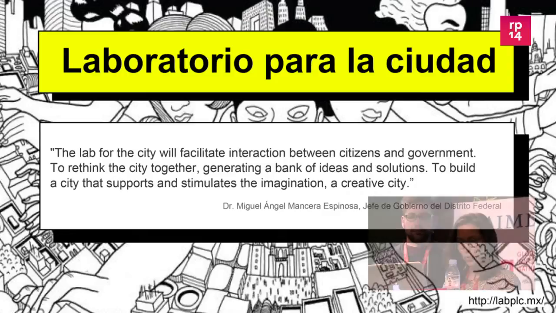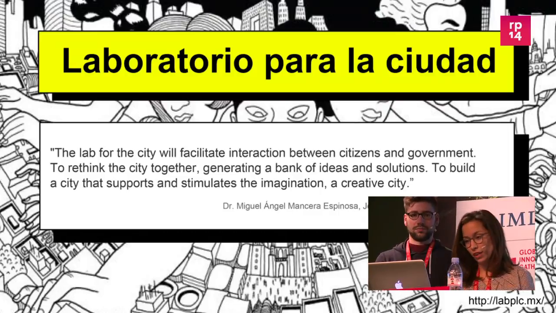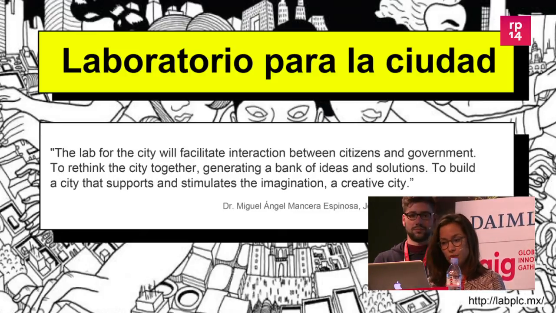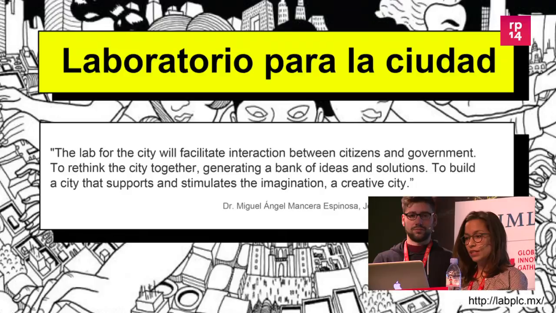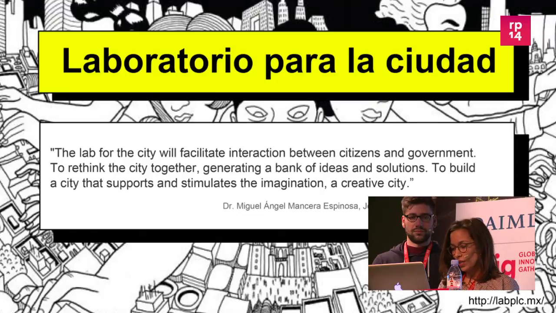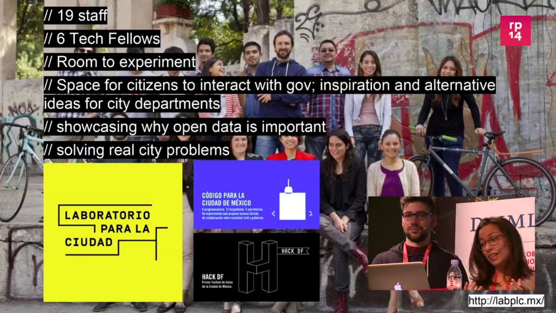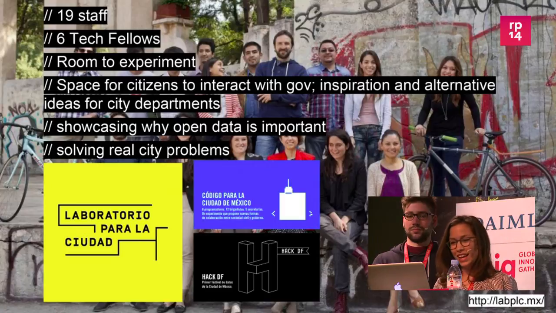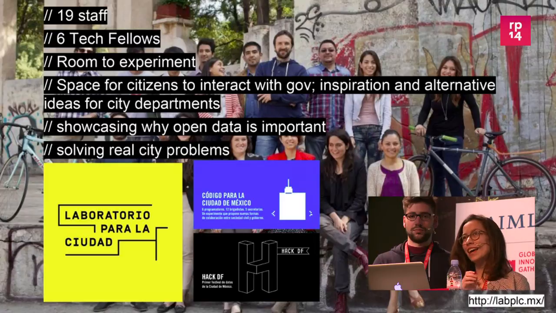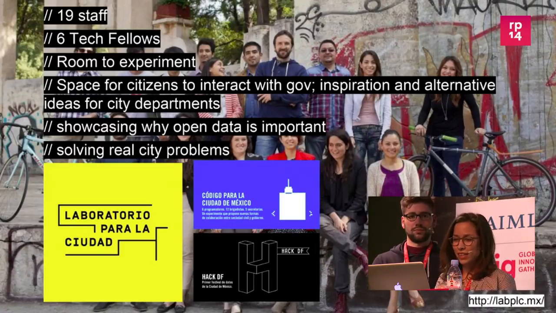And here's a quote of what the mayor says about the lab and its function. So the lab for the city will facilitate interaction between citizens and government to rethink the city together, generating a bank of ideas and solutions to build a city that supports and stimulates the imagination, a creative city. So what he did was he invited 19 people. The lab has 19 staff from various fields like artists, urban planners, technologists. They all have different backgrounds.